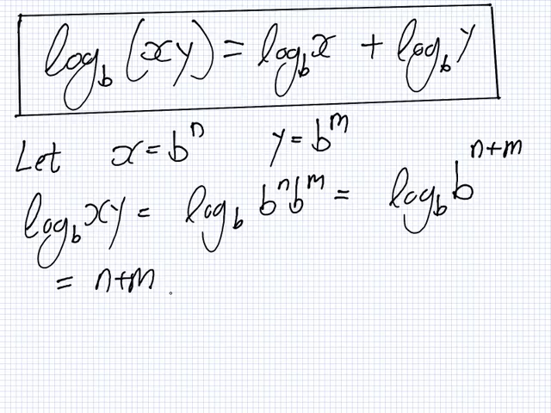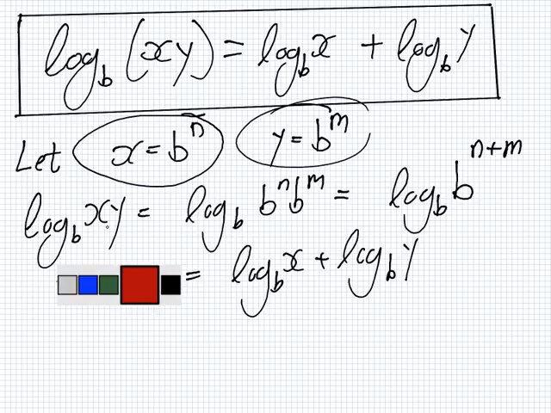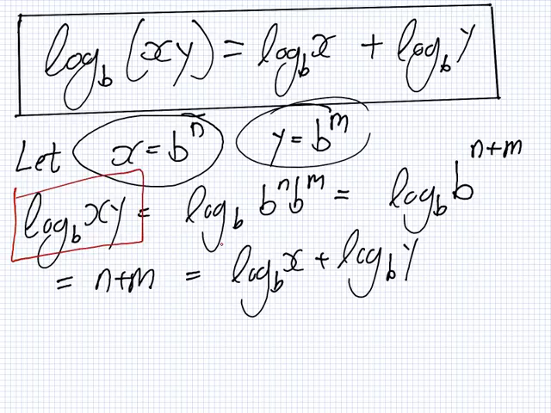So n plus m. Now, if you look at this, you realize you can rewrite the n as log_b x, because if I said b to what power makes x, it's n. And likewise, log_b y: b to what power makes y? Well, b to the power of m makes y, so this is m and this is n. And you realize we're at the end of the proof now, because we've shown that log xy can be rewritten as log x plus log y. So this is the end of the proof.